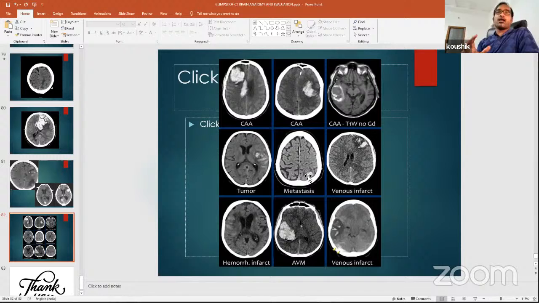If we have a lobar hemorrhage and we don't have any signs of pathology, what is the cause of the lobar hemorrhage? Whether it's an AVM, or cerebral amyloid angiopathy, or whether it is venous, the next step is to do a contrast study. We'll have some answer.